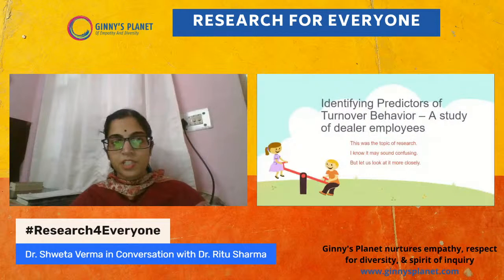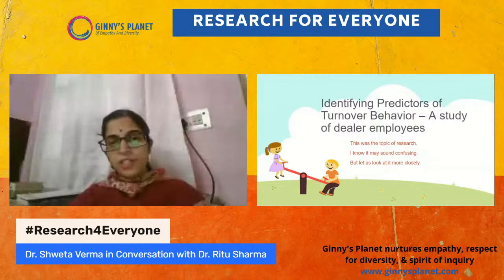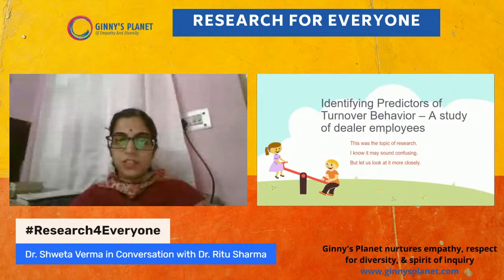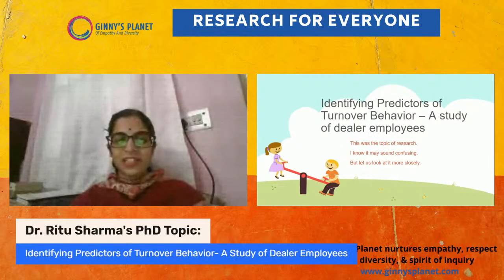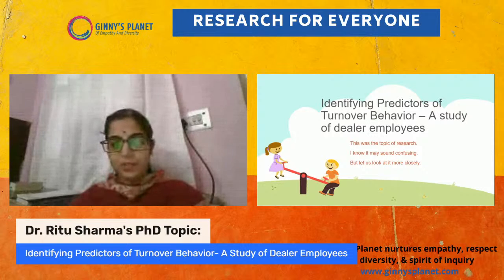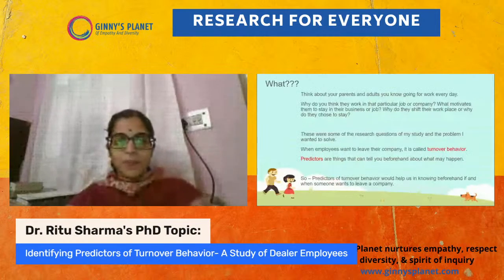So the topic of my PhD was identifying predictors of turnover behavior, a study of dealer employees. Yes, I know this may sound very confusing. This may sound like we are not able to understand, but let us look at it more closely. So the what of the plan.